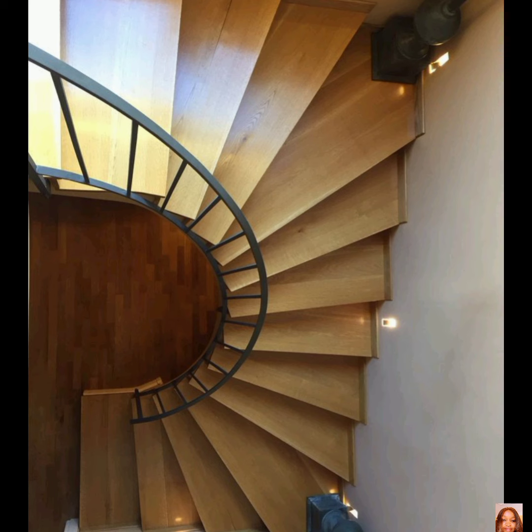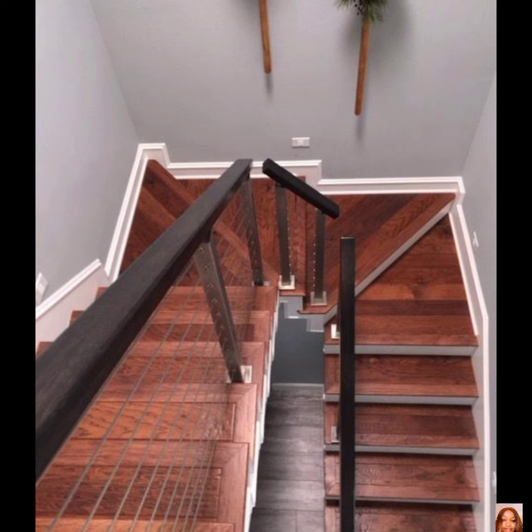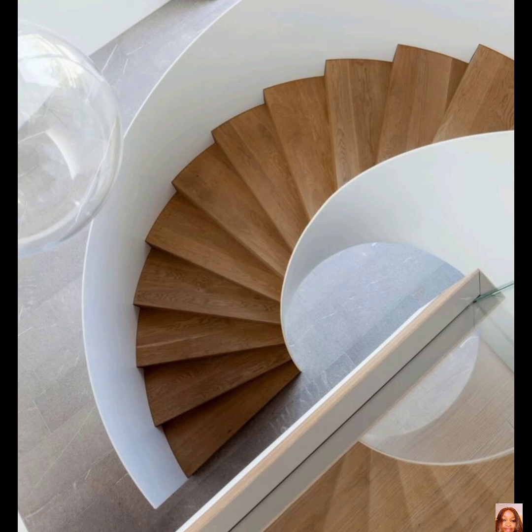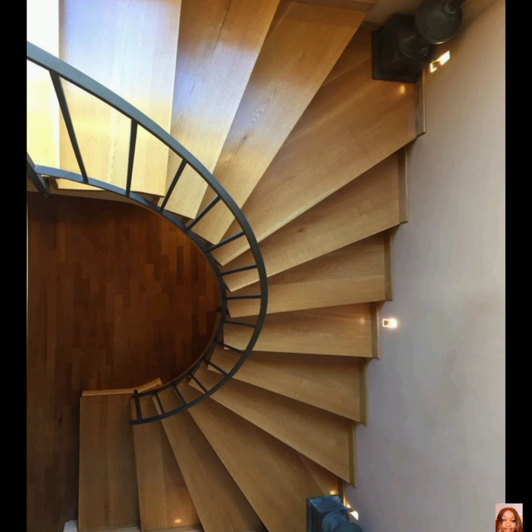So, when and where are U-shaped stairs more suitable for particular applications? U-shaped staircases are commonly used in large areas that can make big and impressive impact. They are commonly found in affluent homes, upscale hotels, and large commercial structures.